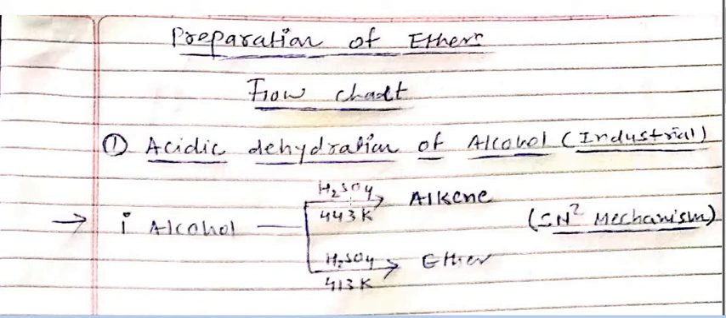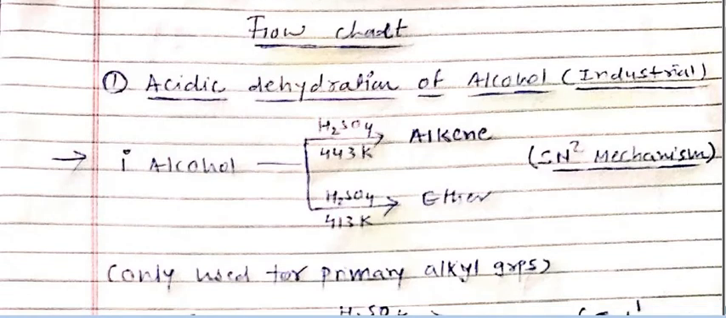So look at this flow chart. This flow chart shows the preparation of ethers in a summarized way. The first method we have seen is the acidic dehydration of alcohol. This is an industrial production, and with primary alcohol, if you maintain the temperature at 443 Kelvin in the presence of protic acid, what you are going to get is an alkene. But if the desired product is ether, then you need to have the temperature equal to 413 Kelvin. Okay, this follows the SN2 mechanism.